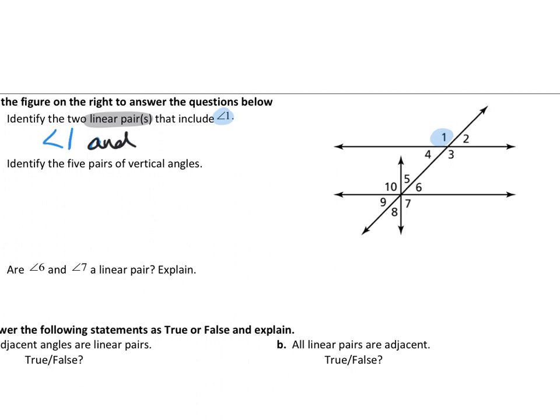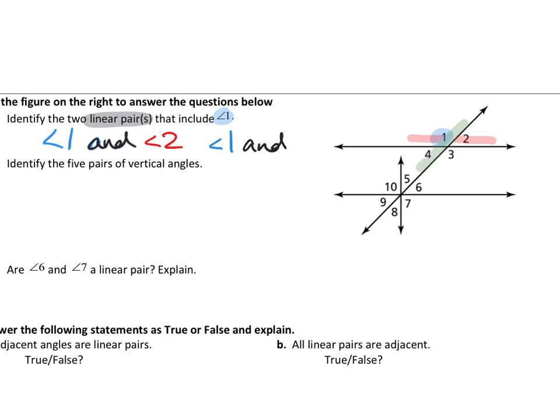Okay, I feel like I'm asking this question in a weird way. Here's what I'm really asking. Isn't this a line? What other angle was included when I made that line? 2. So the other angle is angle 2. Okay, we can find another linear pair with angle 1 if I color it like this. So we have angle 1 and like this.